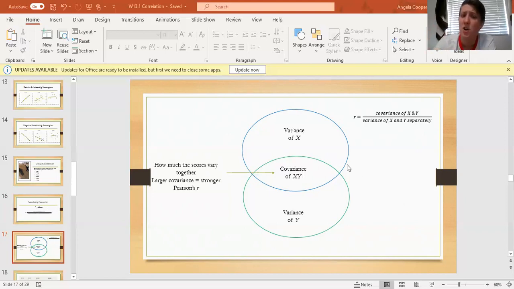The larger the covariance, the more that they vary together, the stronger the relationship for Pearson's R is. Again, regardless of whether it's positive or negative, that doesn't indicate strength. But the larger the number itself is for Pearson's R, the more they will vary together.